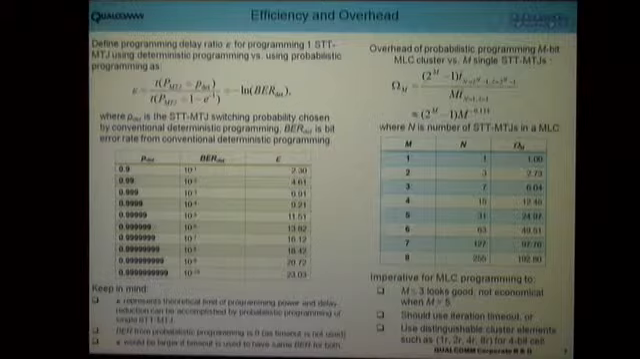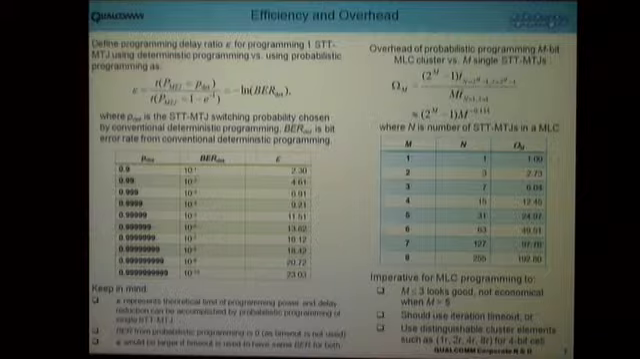And now we are able to find out exactly how much power and time can be saved with probabilistic programming versus deterministic programming. We define epsilon as the time required to program an STT-MTJ using deterministic programming, versus the time using probabilistic programming to program the same STT-MTJ.